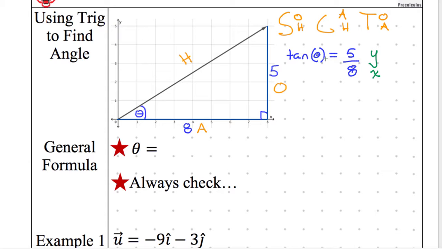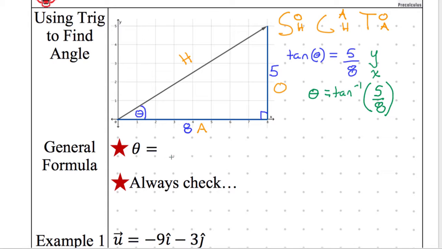Okay, well now to find theta, do you know how to undo a tangent? This is a review from Unit 1 a while ago. Tan inverse, yeah. And the way that you do that is you take the inverse tan, so it looks like this. Arctan, tan to the negative 1 of this 5/8. And when I do the inverse tan on the left-hand side, the inverse tan and tangent cancel each other out, and you're just left with theta. So this angle here is arctangent, or inverse tangent, of 5/8.